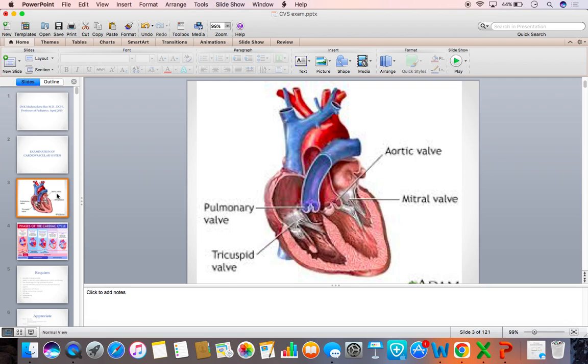Here is the section of the heart. We salute our heart. Yes, the heart that beats without taking any rest.